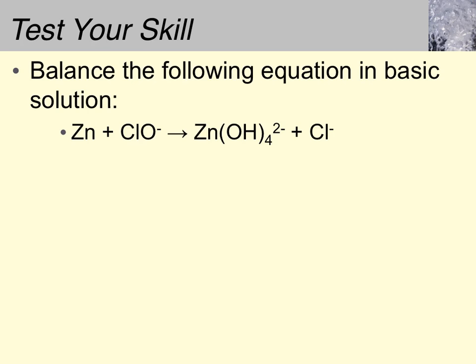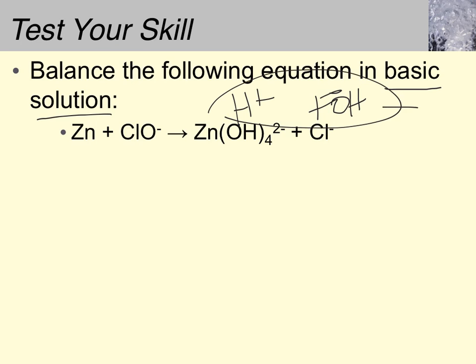And notice that I said balance it in basic solution, which means you go through all the same steps we just did. And at the very end, remember to add as many OH minus ions as you have H plus ions, and then combine those to make water. See if you can do that on your own. There will be a worksheet in the content folder.